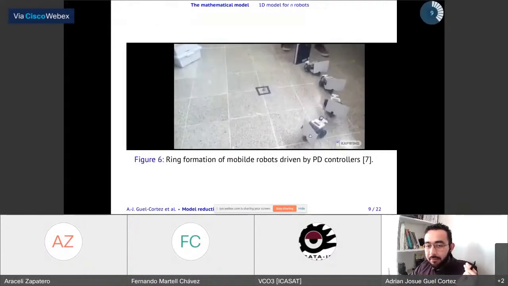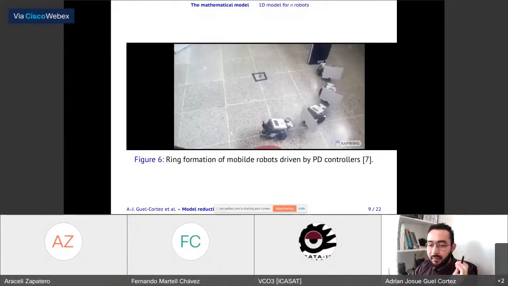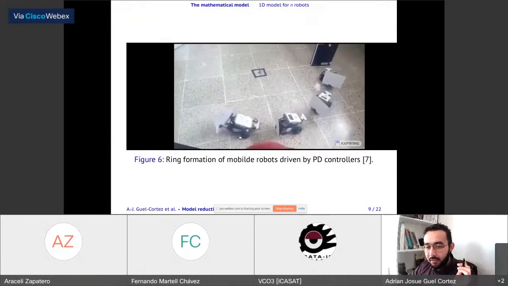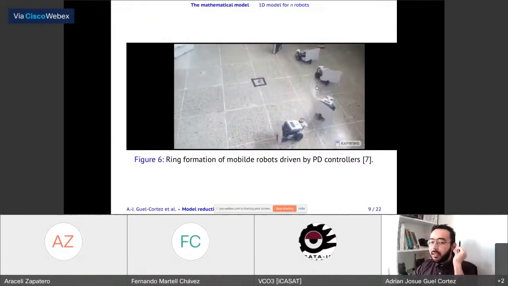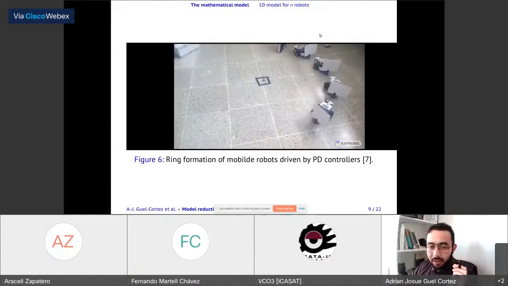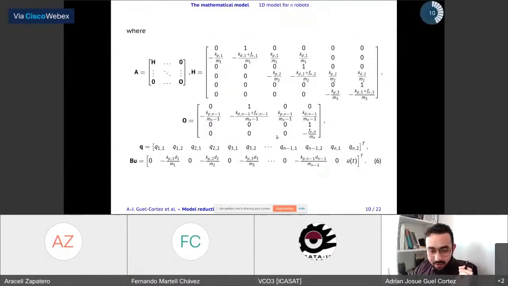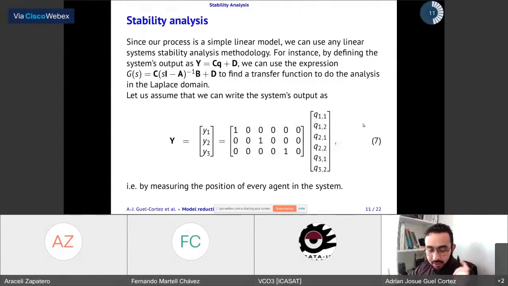So you may have something like this, which is adding several robots in a ring formation, right, to try to keep them at a desired distance. Okay, so this is the general mathematical model that I present in the article, and the idea is that you can now analyze a system as any linear system using any stability analysis tool, and I think there are plenty of them for linear systems.